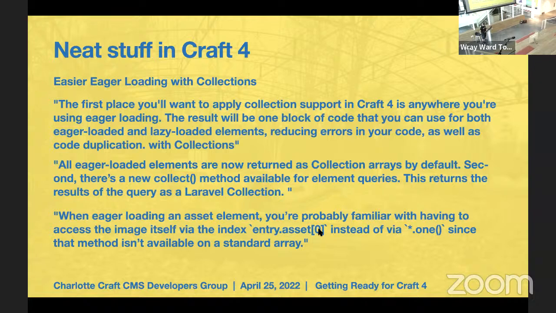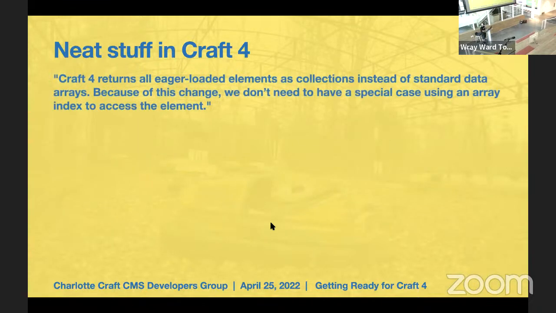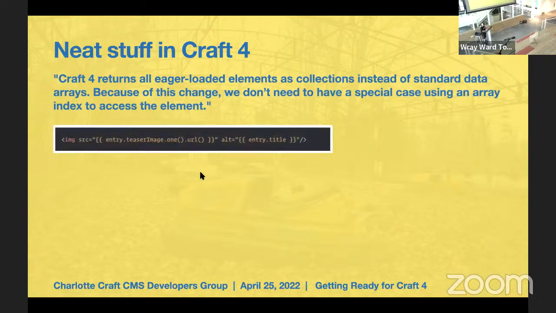And where that comes into play is if you're lazy loading stuff. If you're lazy loading, Twig's already parsed everything it's going to do. So you've got two different ways that you're pulling assets in, kind of gross. No longer the case now. You don't have to do that at all, since you're getting your eager loaded elements as collections and standard data arrays. You can just literally use the same thing.